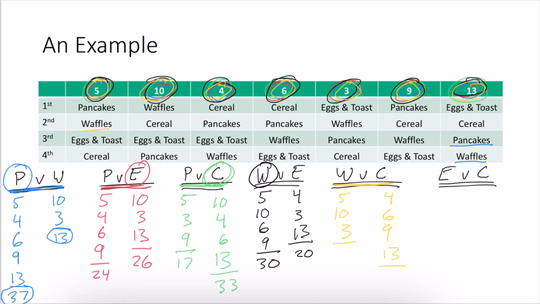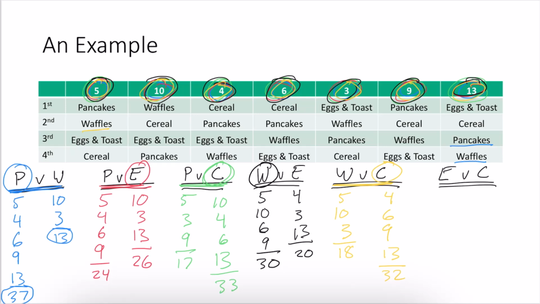And when you add these up, 5 plus 10 plus 3 is 18, and 4 plus 6 plus 9 plus 13 is going to give me, I think, 32 for that. And so cereal would be the winner of that pair.